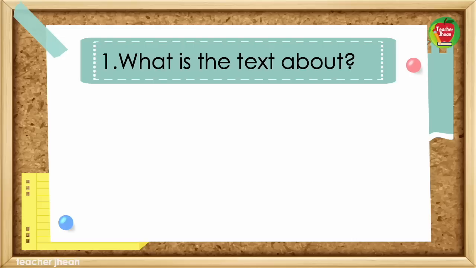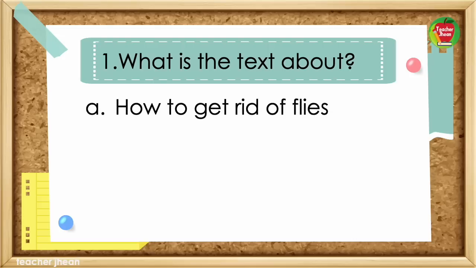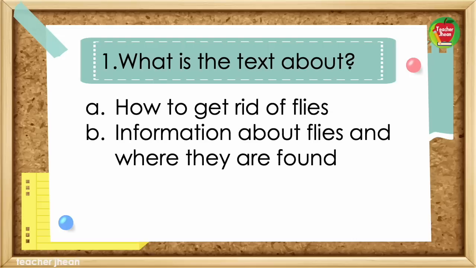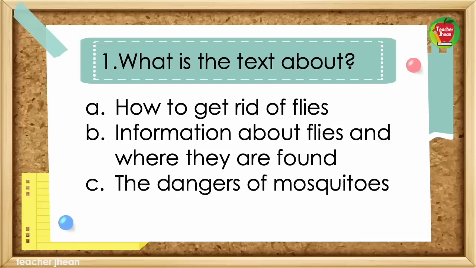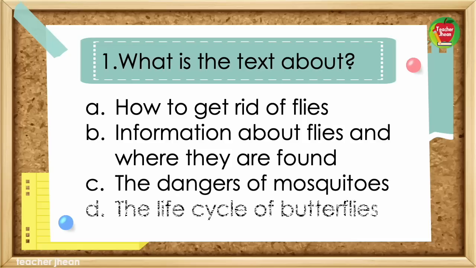What is the text about? A. How to get rid of flies. B. Information about flies and where they are found. C. The dangers of mosquitoes. Or D. The life cycle of butterflies.